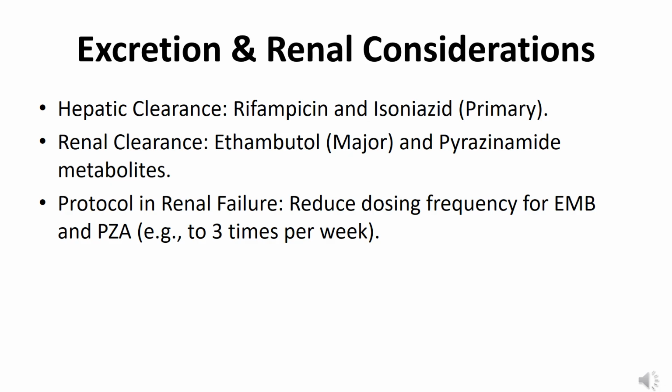In summary, rifampicin and isoniazid are cleared primarily through hepatic pathways and are less affected by renal dysfunction. Ethambutol depends heavily on renal elimination, while pyrazinamide metabolites are also cleared by the kidneys.